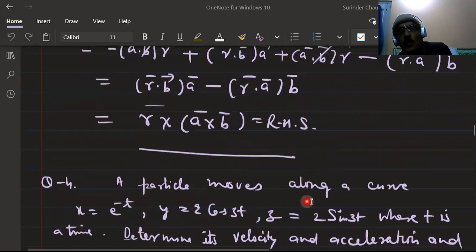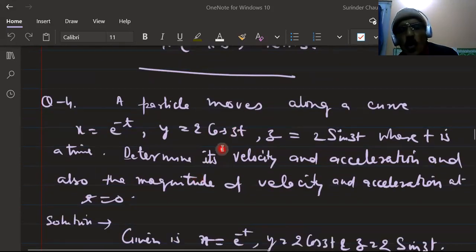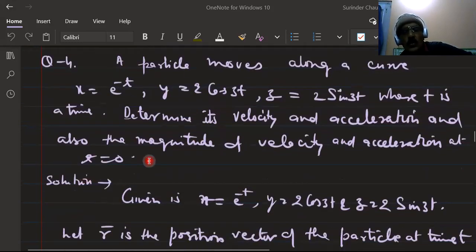Now let's solve the next problem. A particle moves along a curve: x is equal to e to the power minus t, y is equal to 2 cos 3t, z is equal to 2 sin 3t, where t is the time. Determine its velocity and acceleration, and also the magnitude of velocity and acceleration at t equal to 0.